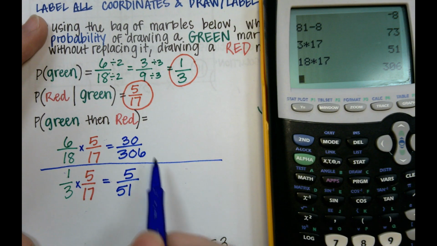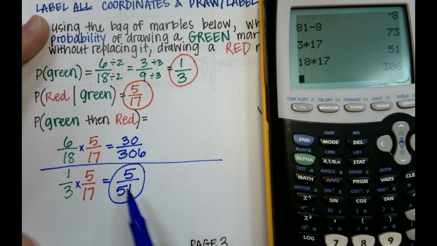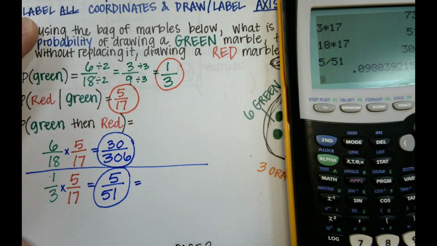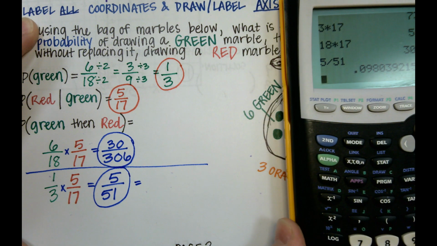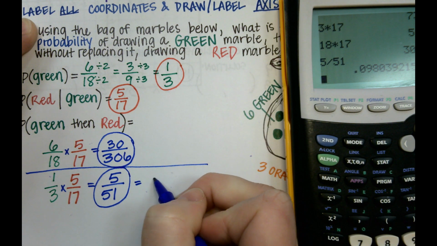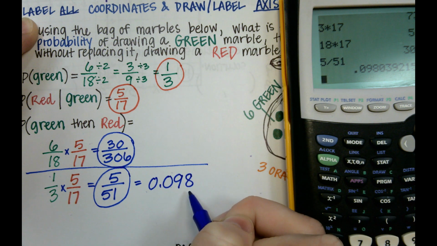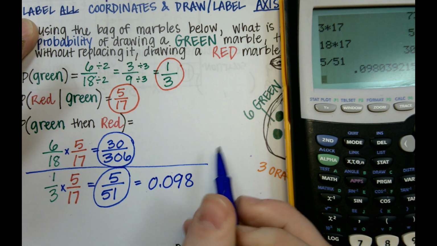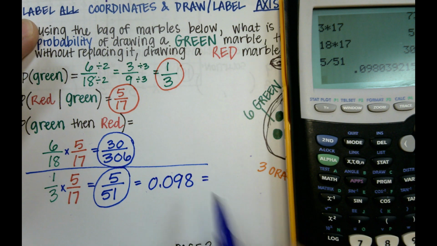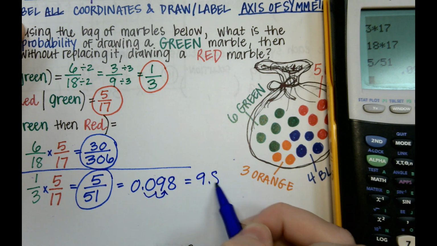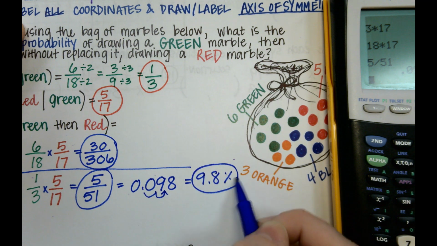How do we find our decimal? Divide 5 by 51. 5 divided by 51 is, and as a rule of thumb, keep at least 3 decimal places until you get your full answer. So, 0.098. We could keep it with those 3. The percentage is 9.8. So we go over 1, 2, and we get 9.8%.